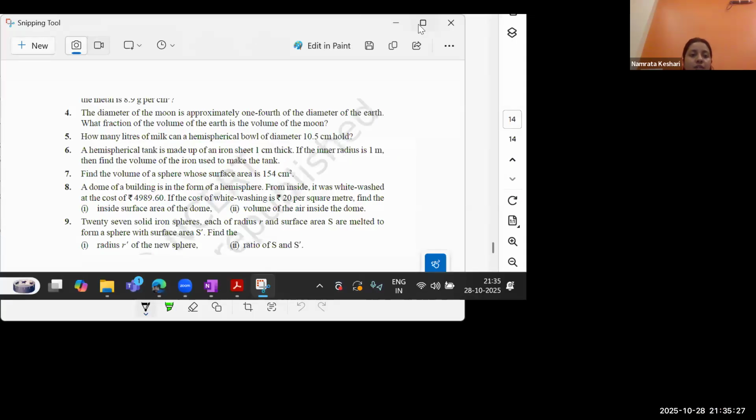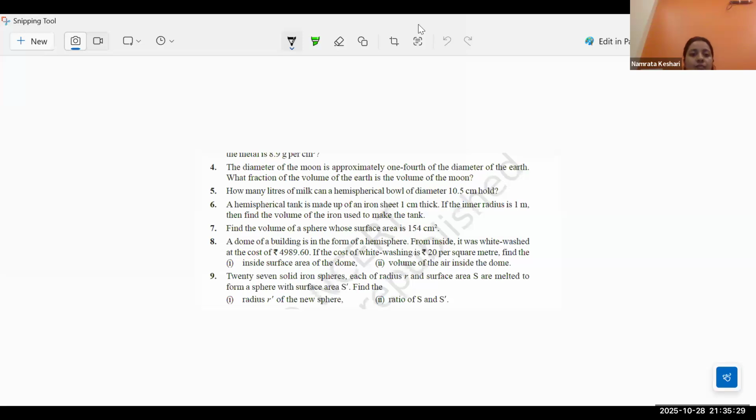Can you see the screen? Yes, ma'am. Here it says question number 4, the diameter of the moon is... wait, is it the same question which we have done? What fraction of the volume? Okay, previously we have found the fraction of surface area, and here we are finding the fraction of the volume, right? Yeah, ma'am.